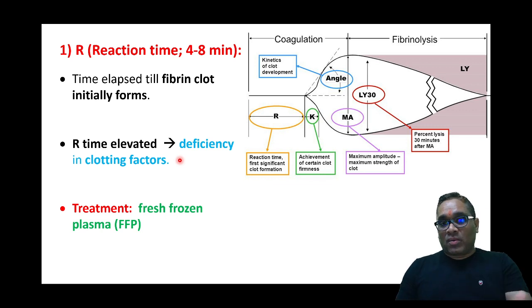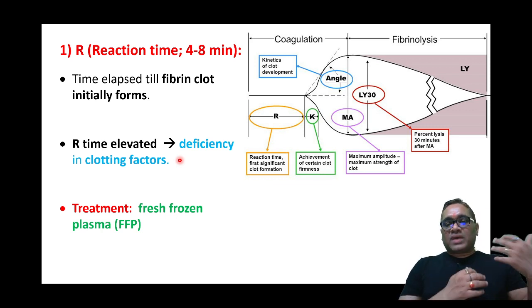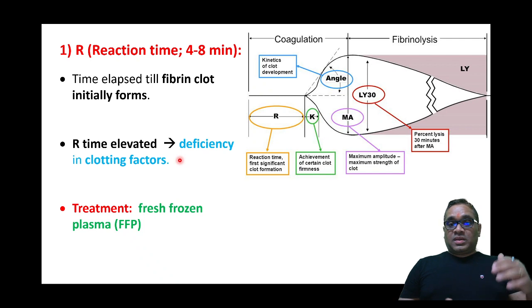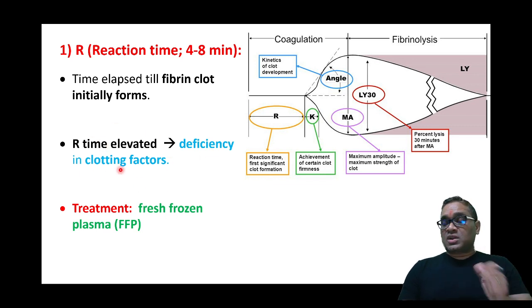And what will you do now? As a clinician, when you are working in your emergency ward, or in your OBG clinic, or in your delivery ward, what are you going to do when you see the R time is elevated? You will suspect clotting factor deficiency, and you will order FFP, right?